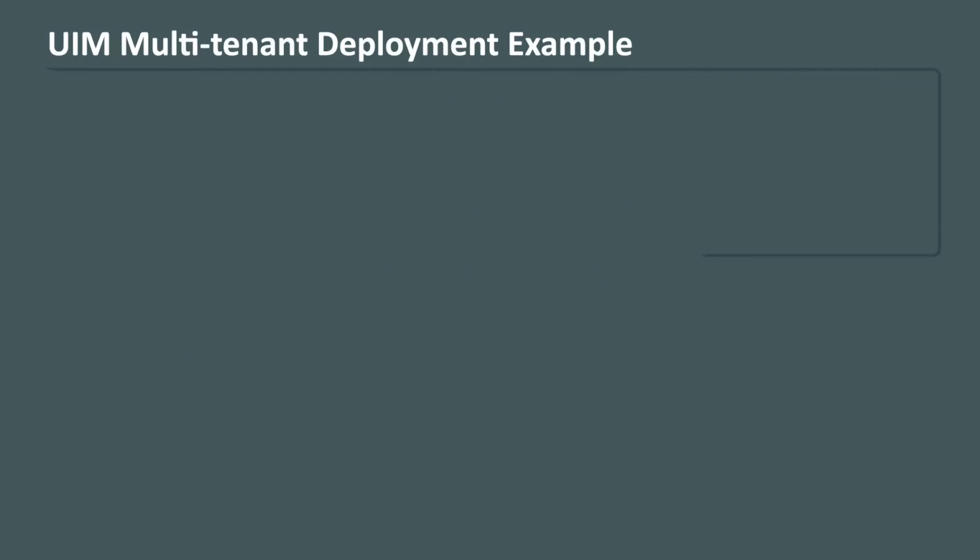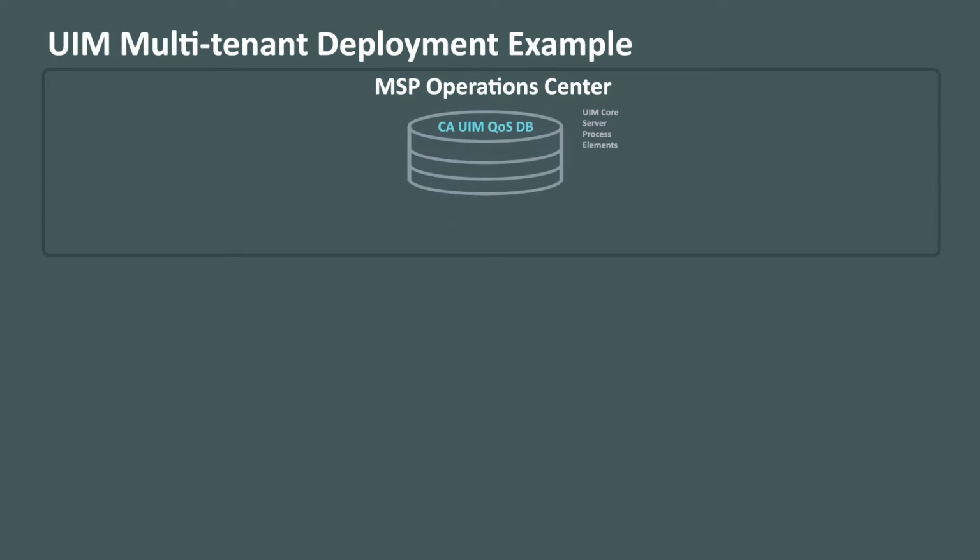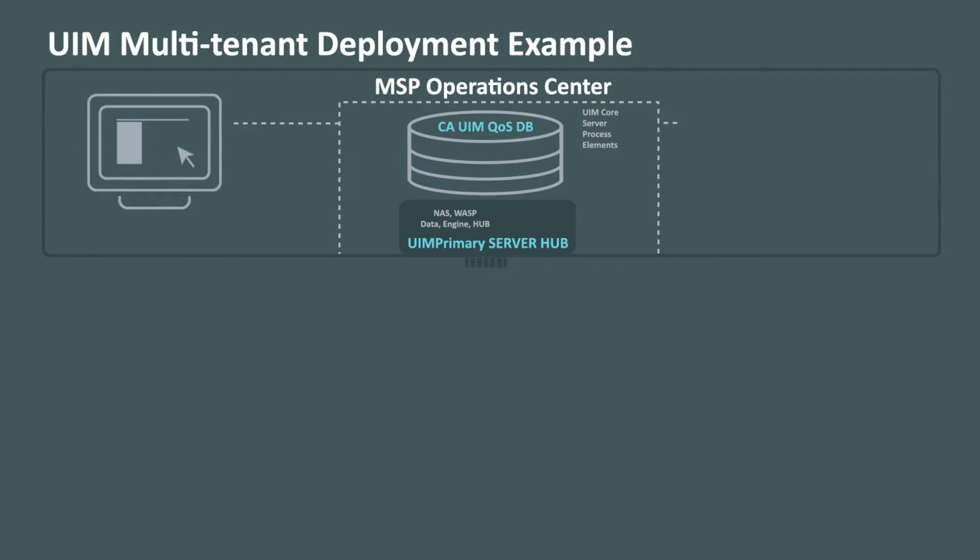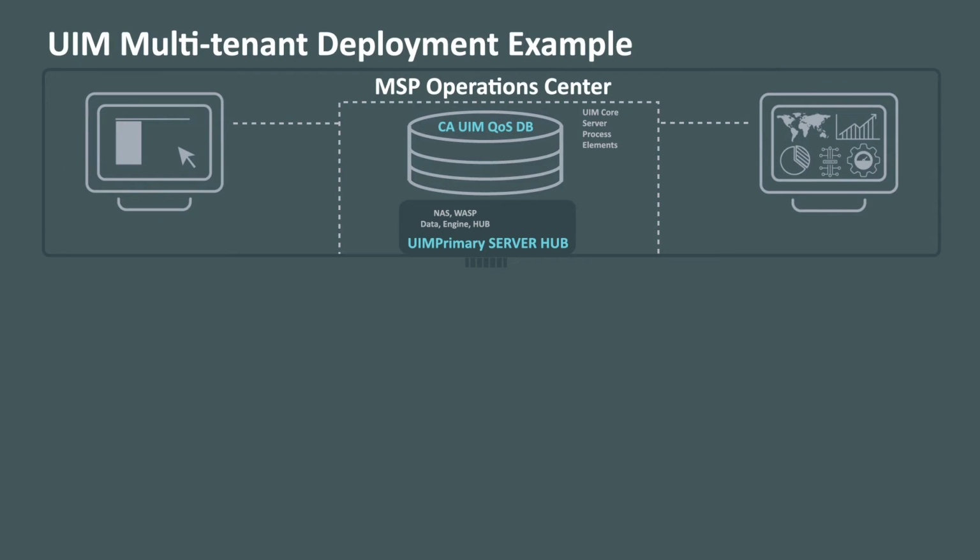Here, we'll walk through the CA UIM deployment architecture for managed service providers. The top half of the slide represents your MSP operations center. This is where the core CA UIM server software resides. This includes processes for event handling, automation, reporting, SLA compliance calculation, data engine, client communications, and more. The primary server hub enables secure communications for remote administration and also aggregates alarm and performance data from client sites.